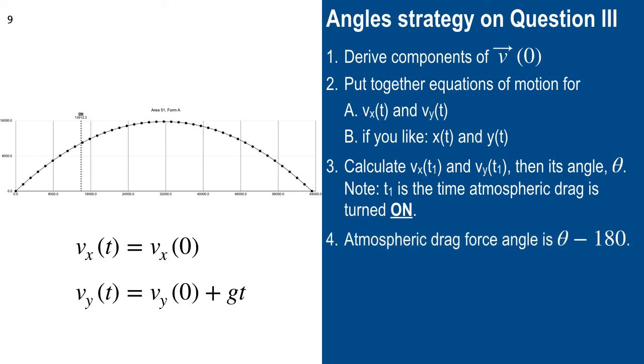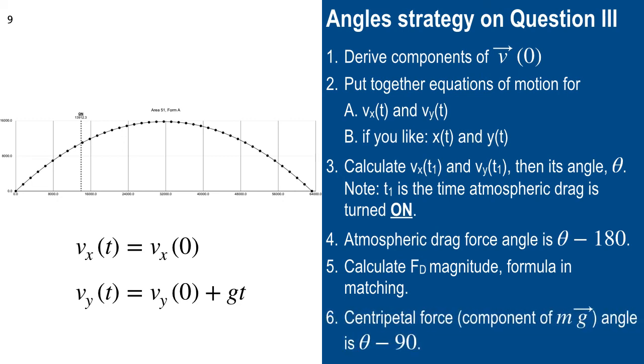You also have to calculate the drag force angle, which is basically whatever you get for theta, the tilt angle of the velocity vector at that point, minus 180. So that was pretty easy. And then you had to figure out the magnitude. And the formula for that was in the matching. So, if you got V squared right, you could get the magnitude of the drag force. And then, of course, you had to figure out, mentally figure out the centripetal force component.